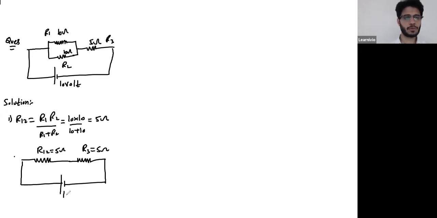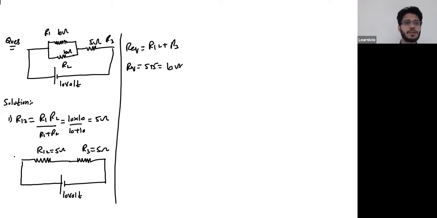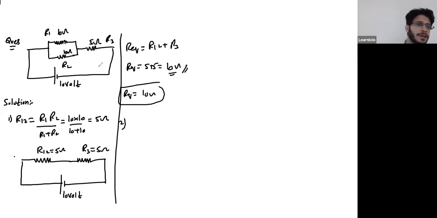This is in series, so 10. No, not 5 by 2. Okay, just check your steps now. So your R equivalent is, no, it's 10 ohm. Check your calculations. Okay, tell me if you have any doubt in this second part.